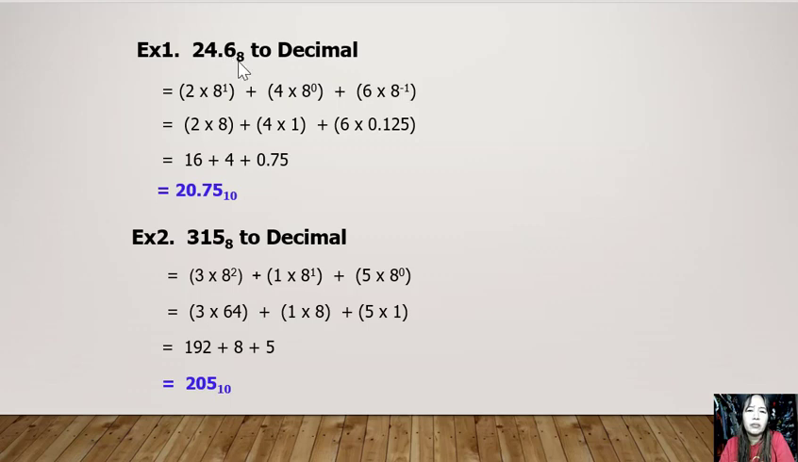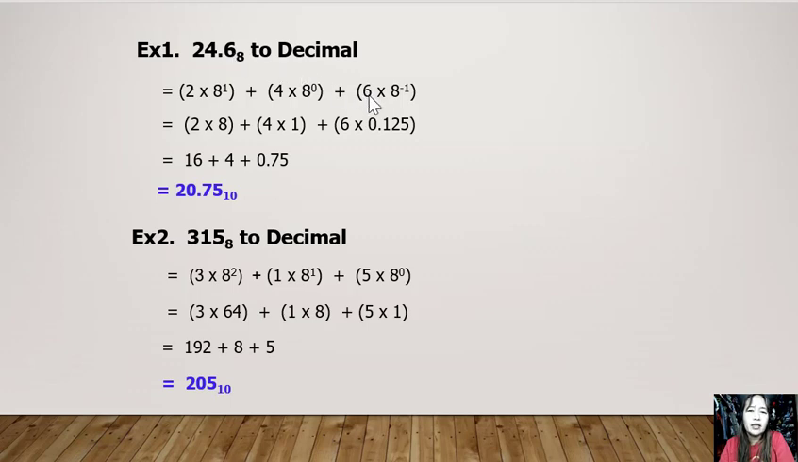24.6 in octal form. So let's look at number 2. Number 2 is at position number 1. So again, 4 is at position 0, 2 is at position 1. So 2 times 8 to the power of 1. And then 4 is in position 0, so that's 4 times 8 to the power of 0. And then again, 6 is at position -1.